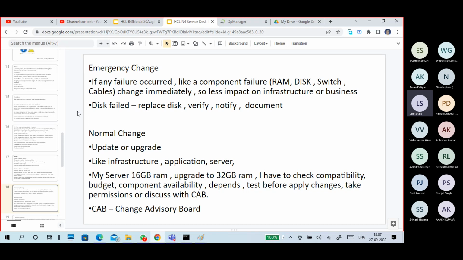This is what we have done. Once the issue is solved, this is the component I replaced. Notify in the database, even if only afterwards. Okay. So we have to verify, notify, and document it.